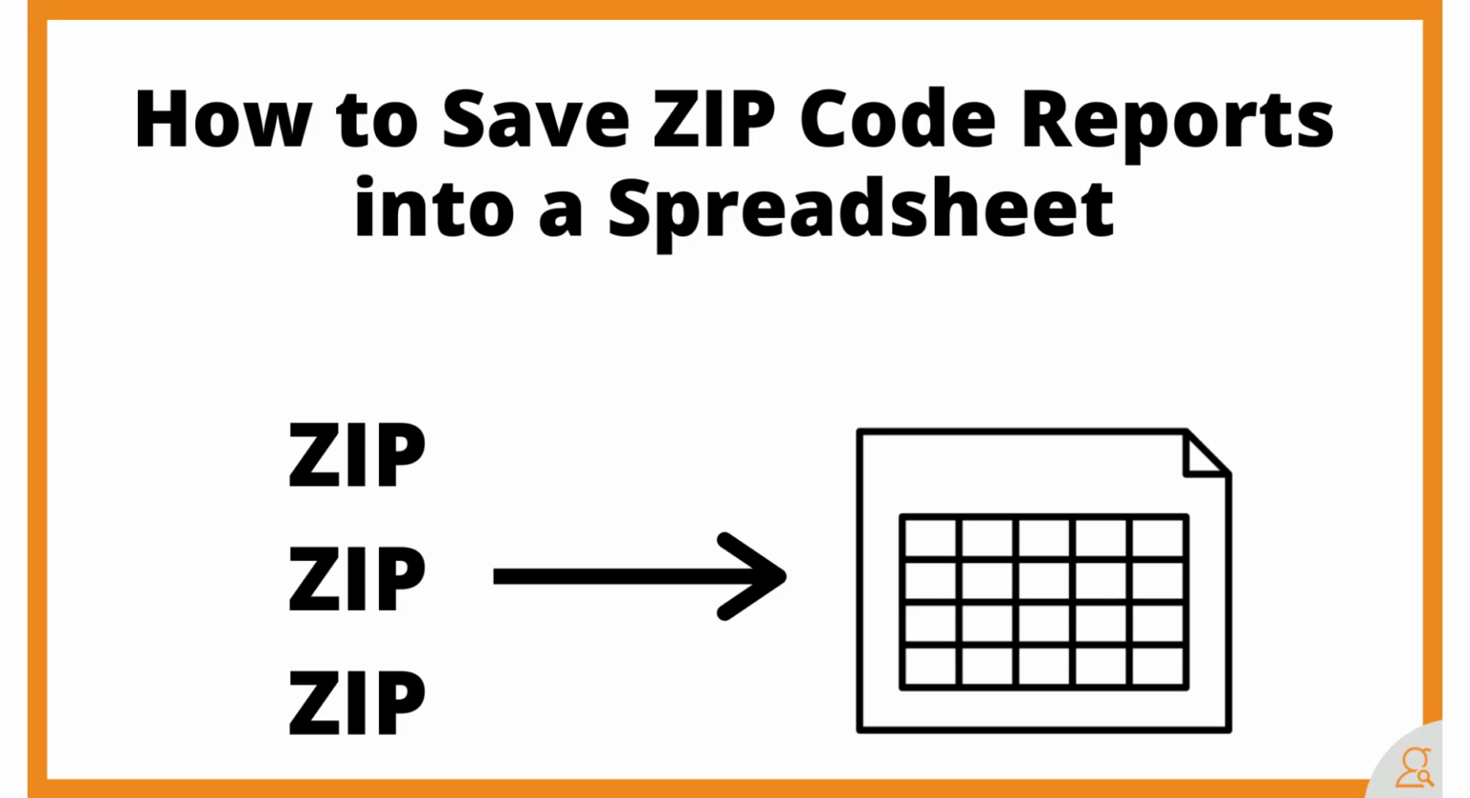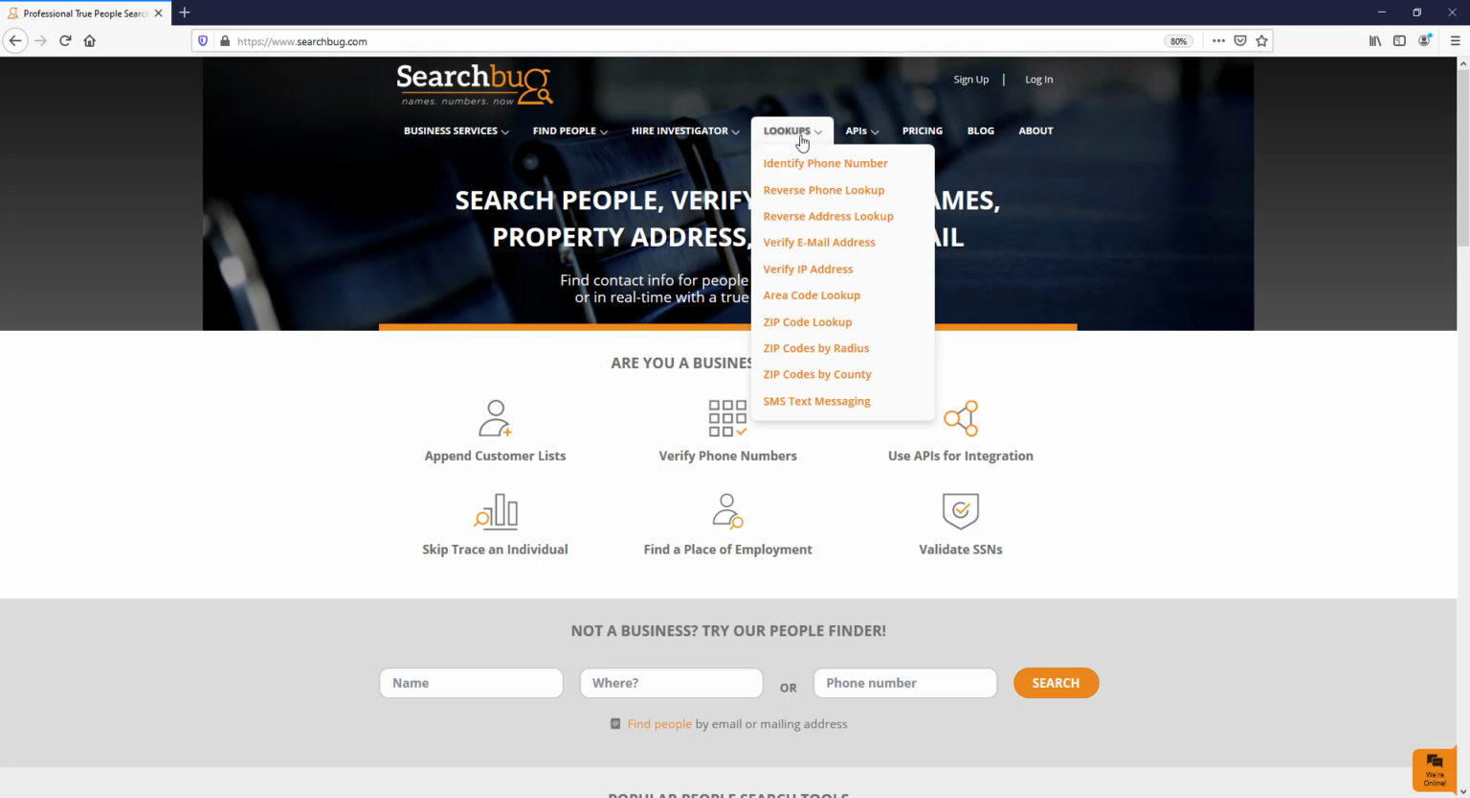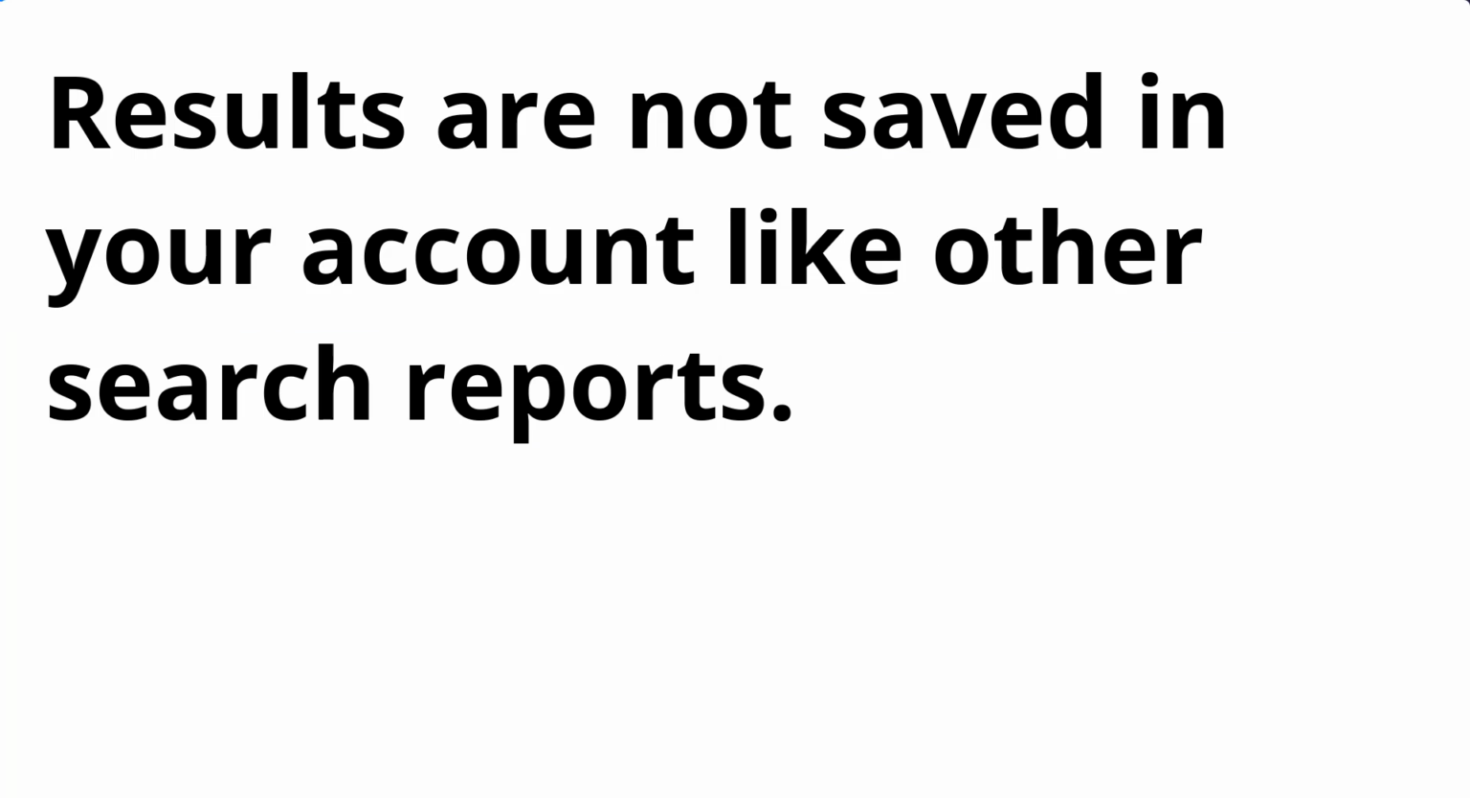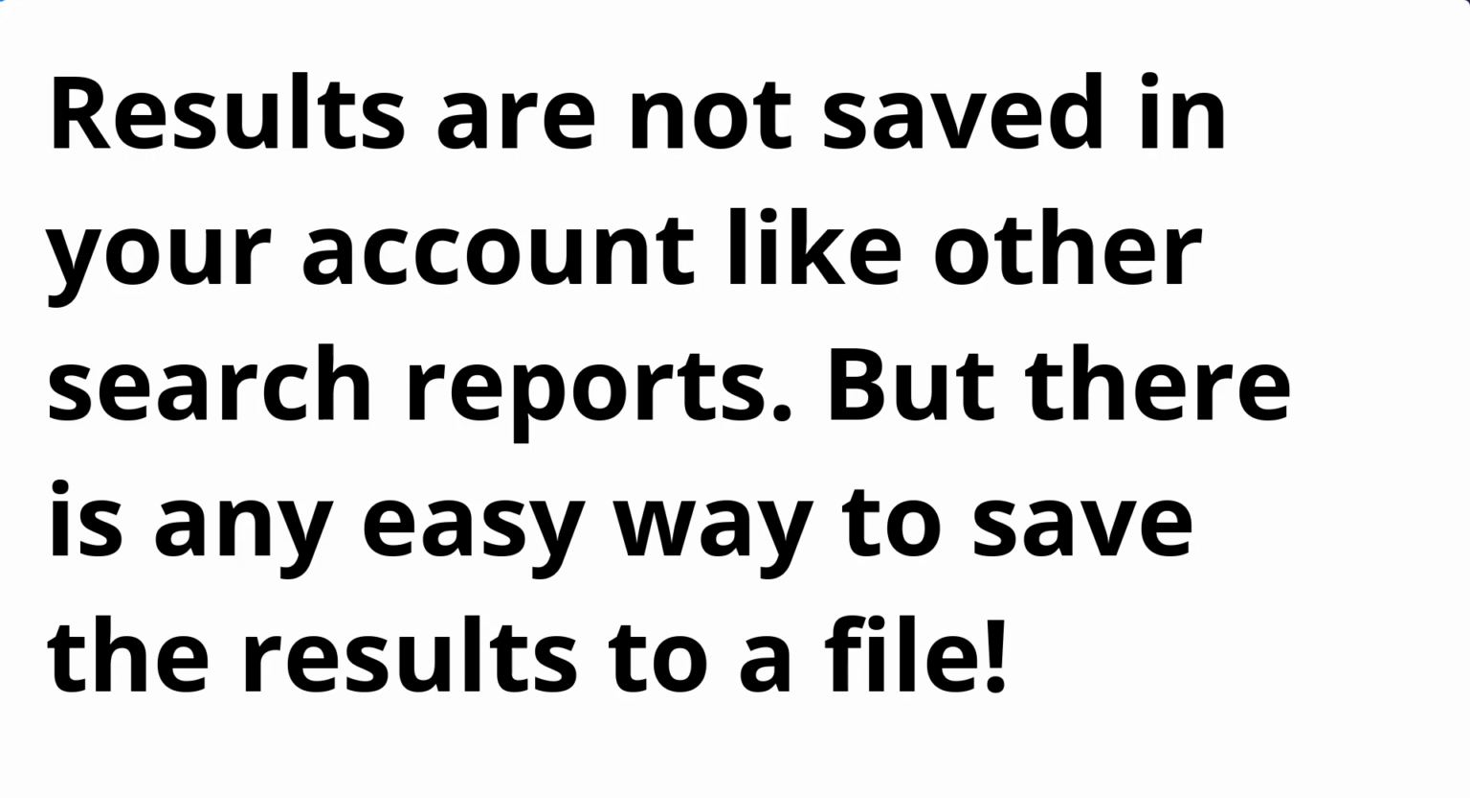How to save zip code reports into a spreadsheet. Searchbug offers zip code lists by radius or county for only 2 cents each report. These reports can include dozens or even hundreds of zip codes, and the results are not saved in your account like other search reports, but there is an easy way to save the results to a file.